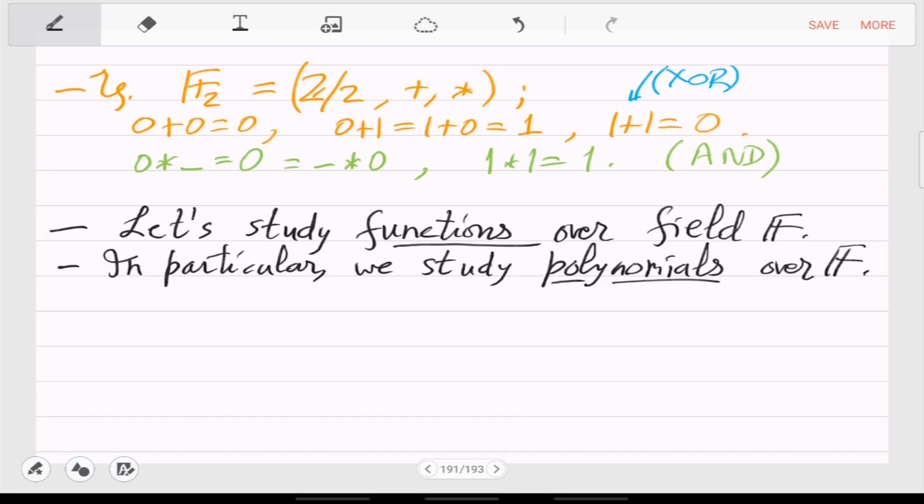So over a field F, what is a polynomial? I don't think we have studied it in this course, but obviously it keeps appearing. Like for a matrix characteristic polynomial, you know what it is. You introduce a new variable x. So that is a polynomial. So let's embark on that study.